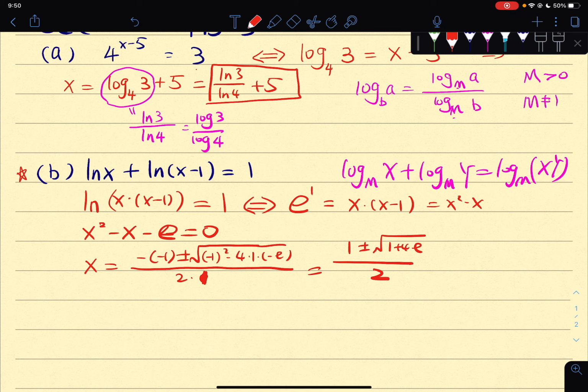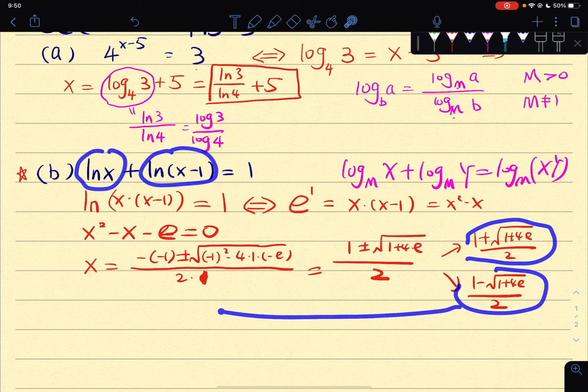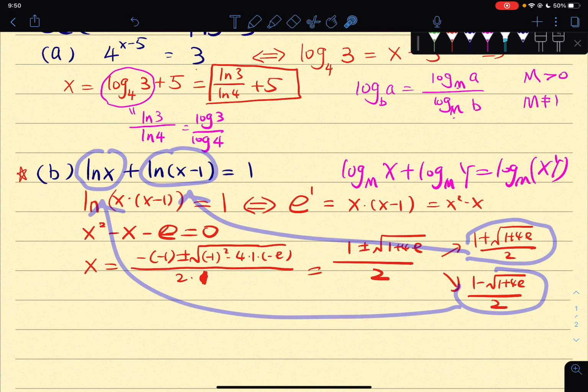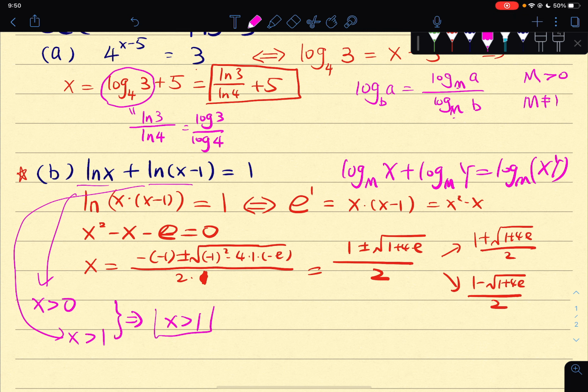So this technically means two different numbers. The first one is 1 plus square root of 1 plus 4e over 2. The second one is 1 minus square root of 1 plus 4e over 2. So technically, I may want to choose both of them, but remember what I said: whenever you have a log structure in your expression, you want to make sure whatever input you put into it would actually make sense. So according to this problem, you should have realized that the first factor tells you x is greater than 0. The second one tells you x is greater than 1. So in short, what you want is a number that's greater than 1.